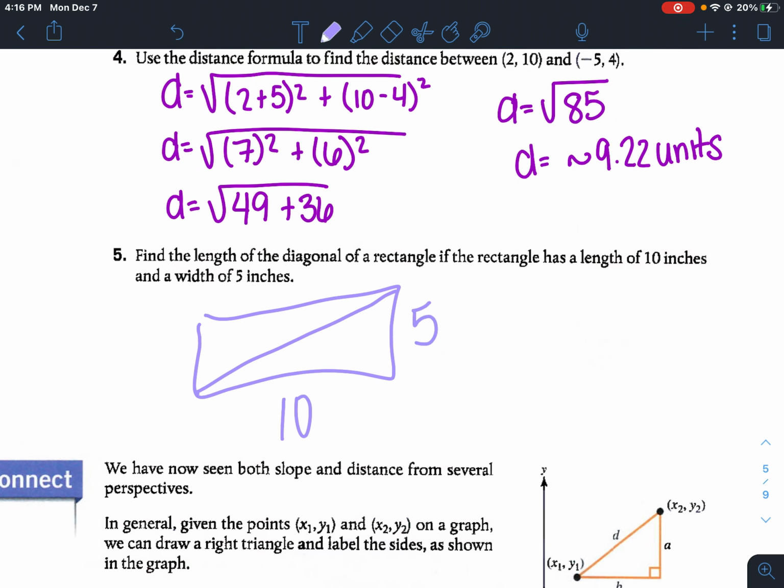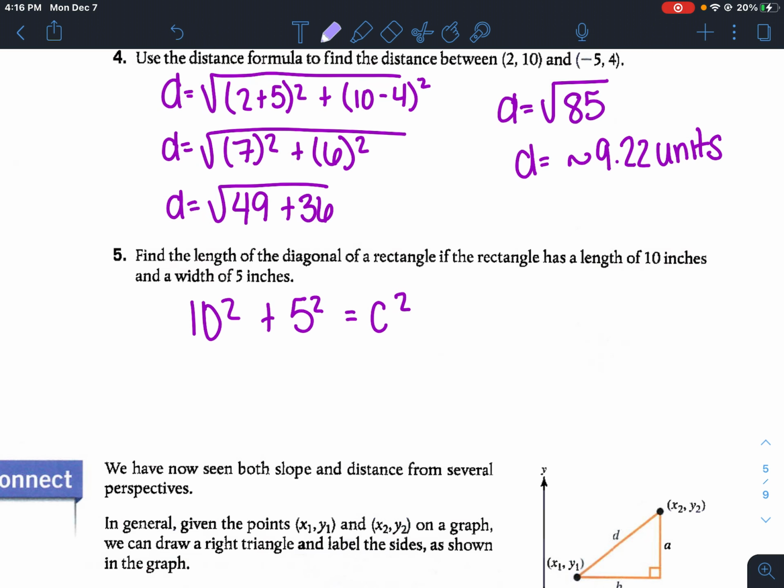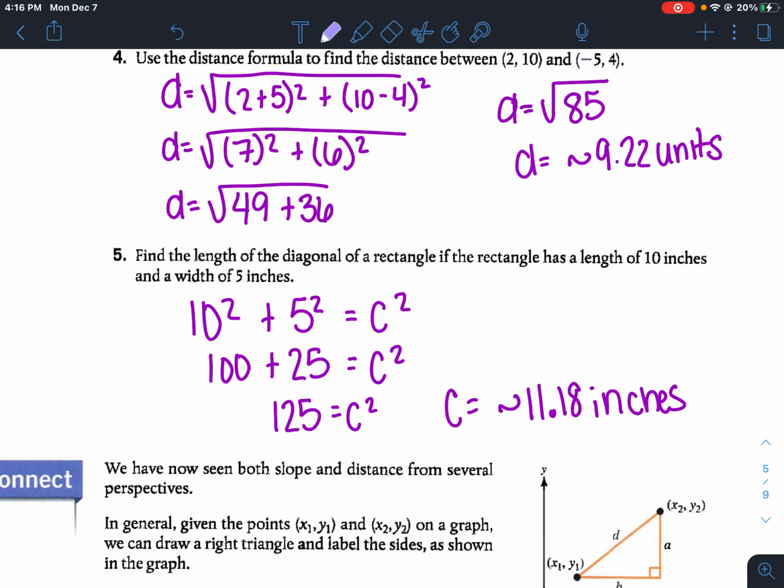Okay, so basically I have that right triangle. This is my right triangle, and I'm trying to find the hypotenuse. Okay, so let's get rid of that. Okay, so we have 10 squared plus 5 squared equals c squared, the length of my hypotenuse. So I'll square all of that, add them together, and then take the square root of both sides, and I have c equaling approximately 11.18 inches.